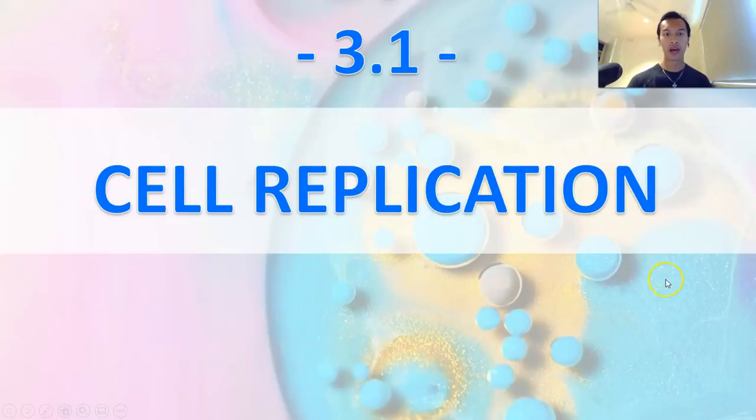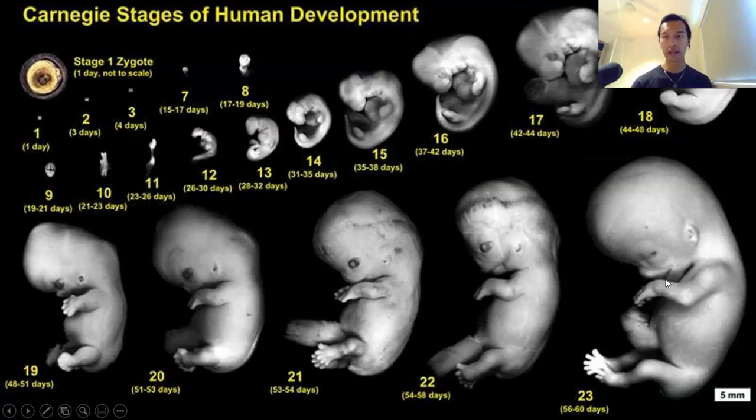All right, 3.1 cell replication. Here is a picture showing the different stages of human development, and as you can see, that cycles through 23 different stages leading up to 56 to about 60 days of the development of the embryo, starting from day 1, the zygote that's here, and then it works its way through. Pretty fascinating photo, which I just want you guys to have a look at and notice how the human embryo develops over the course of these stages.